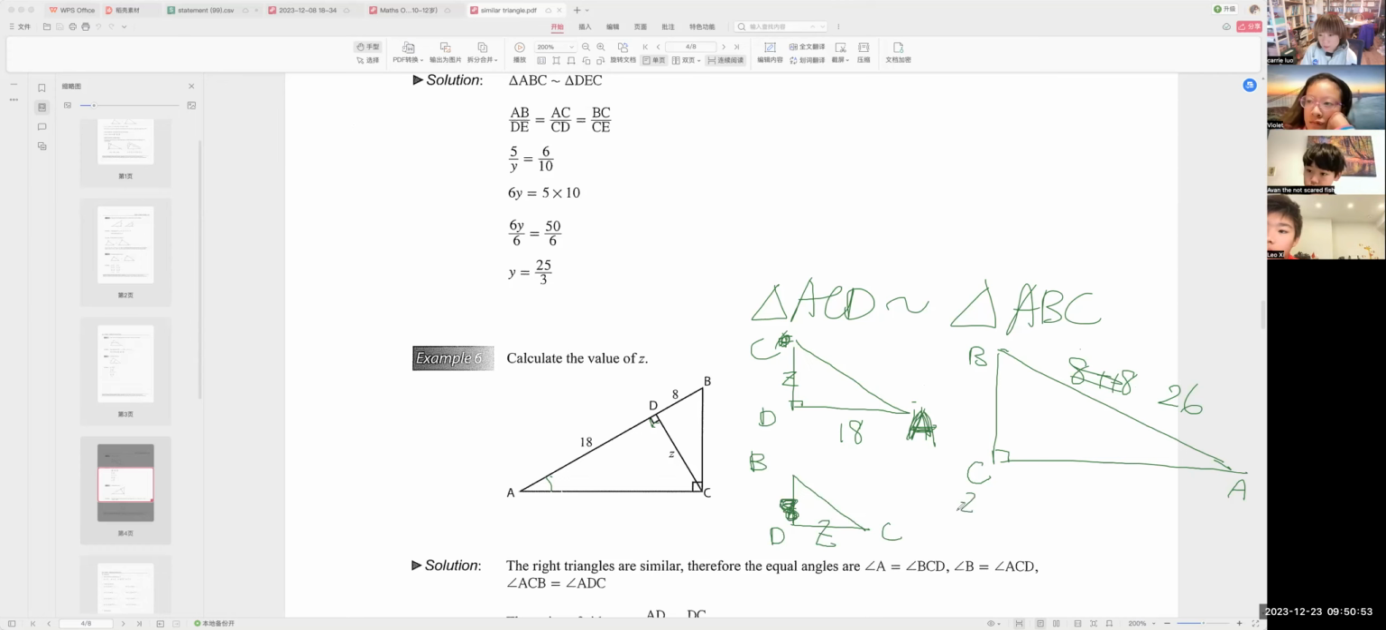Okay, so you can see Z to 8 equals 18 to Z. So Z squared equals 144, right? So Z equals 12. Okay, everybody take a look. For this triangle, there is one triangle similar to each other, this one similar to each other, this one similar. Take a look and let me know if you don't understand part of them.